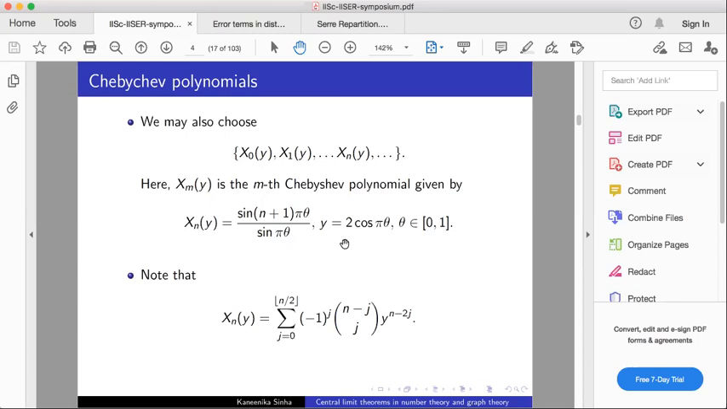So it is not very difficult to verify that for every n greater than or equal to 0, X sub n is actually a degree n polynomial, and we also know its expansion in terms of y.